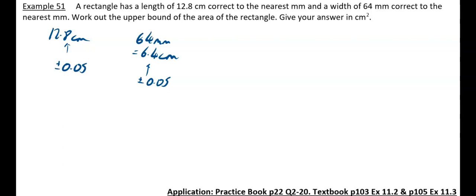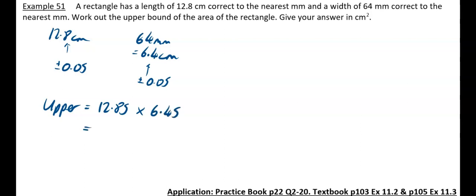Now it says in the question we want the upper bound. So we're going to give the upper bound. I'm actually going to give you the lower bound as well, just for completeness in your notes. But the upper bound of 12.8 would be 12.85. And the upper bound of 6.4 centimeters is going to be 6.45.